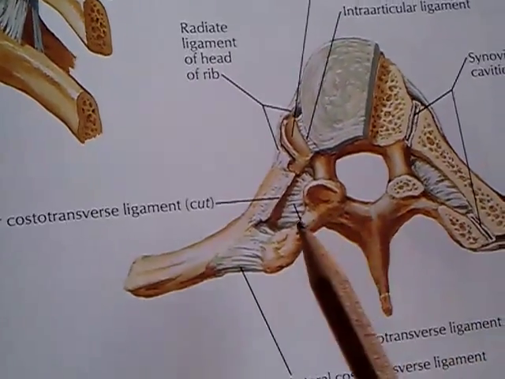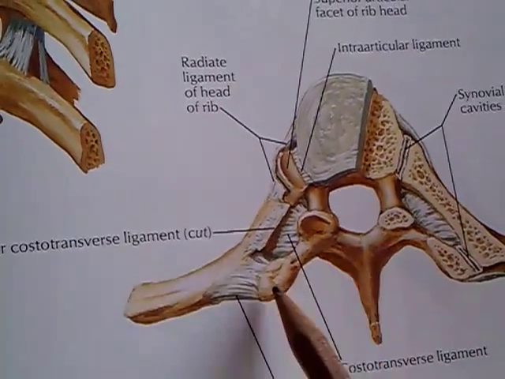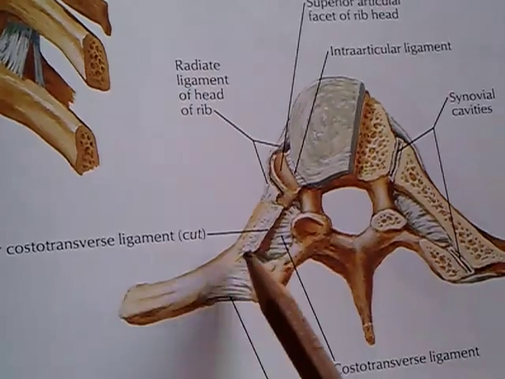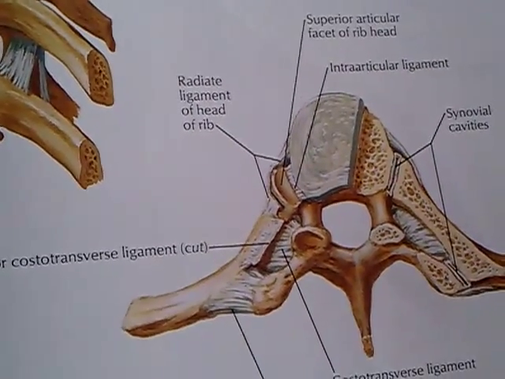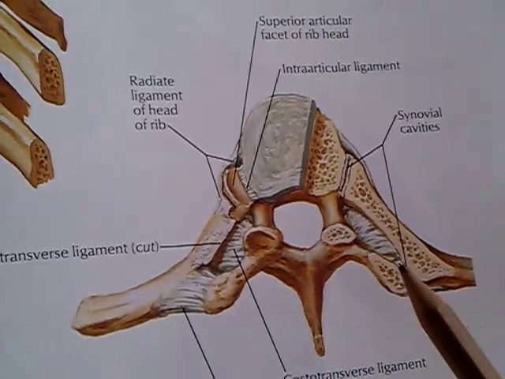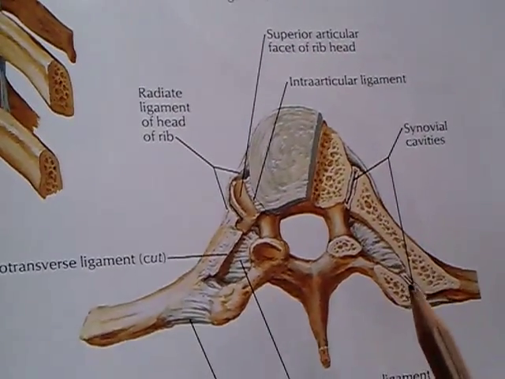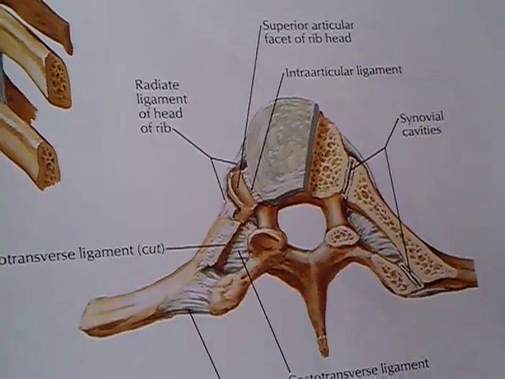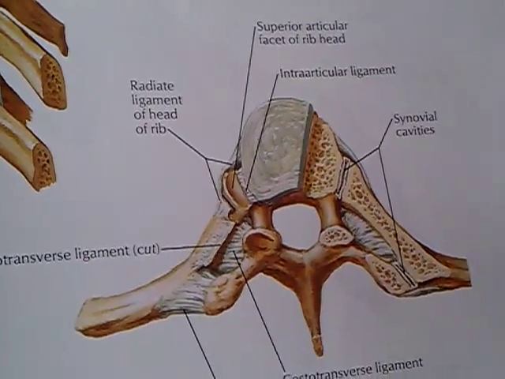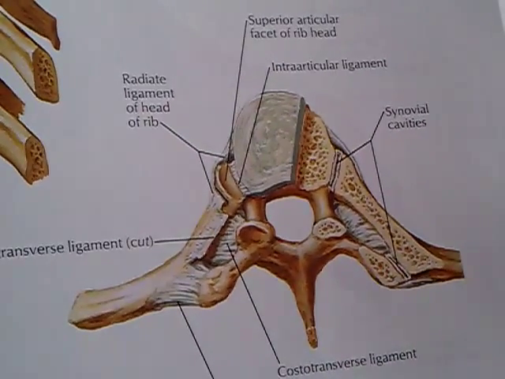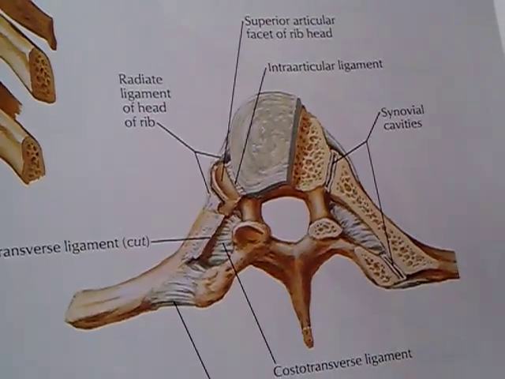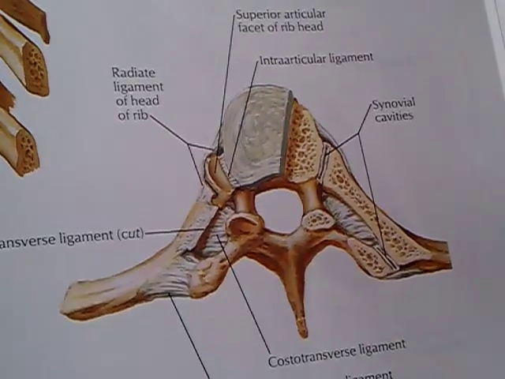Then you have costotransverse joint between the transverse process and the rib. This is a synovial joint. You can see the synovial cavities here, both of them. And the tubercles of ribs articulate with the corresponding transverse process, except for the 11th and 12th rib.